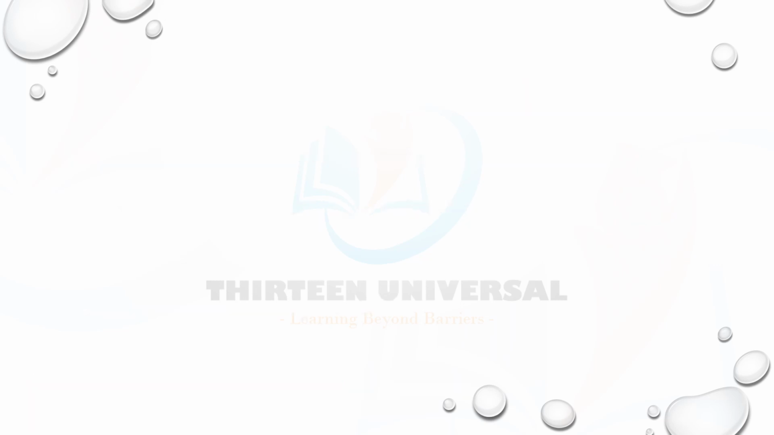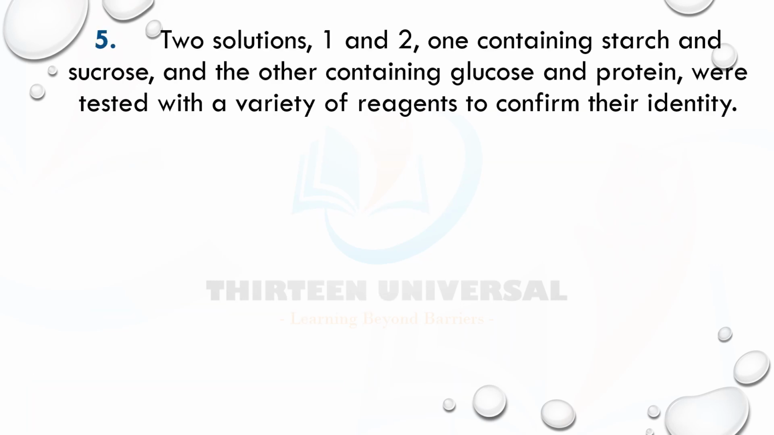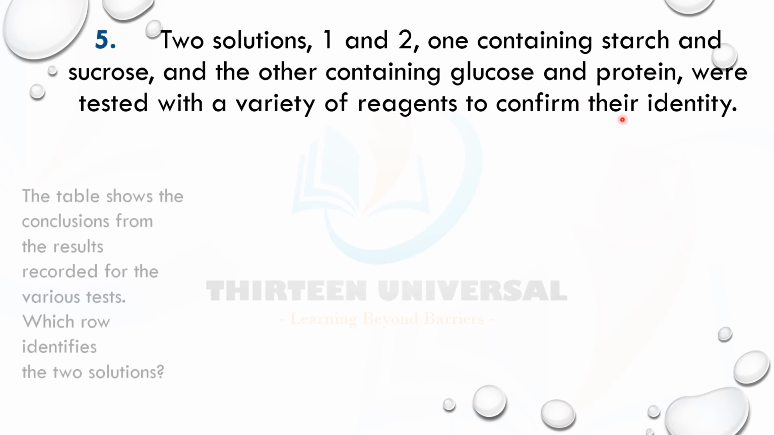Okay, so let's go to the next question. So two solutions, one and two: one containing starch and sucrose, and the other containing glucose and protein. So anyone that has starch will have sucrose. The one that has glucose will also have protein. Is that okay? It's very important to understand the question. It said they were tested with a variety of reagents to confirm the identity. Okay, let's see what happens.